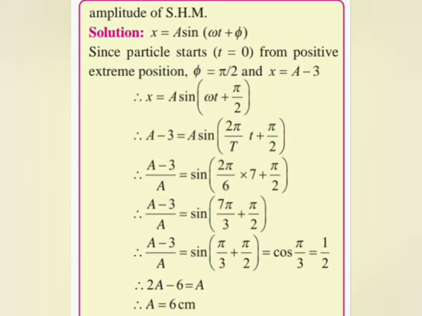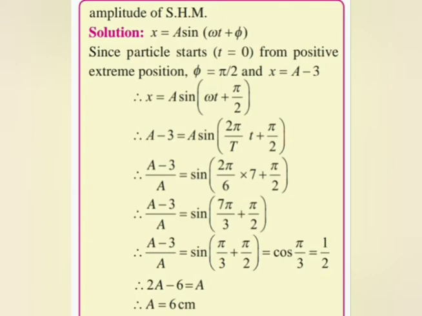So x is equal to a sine omega t plus pi by 2 when we substitute the value of phi. In the place of displacement, we substitute a minus 3. In the place of omega t, as you know very well students, omega is angular frequency, the value is 2 pi by T into small t, plus pi by 2. So a minus 3 upon a is equal to sine of 2 pi upon the time period 6, multiplied by 7, the small time taken, plus pi by 2.